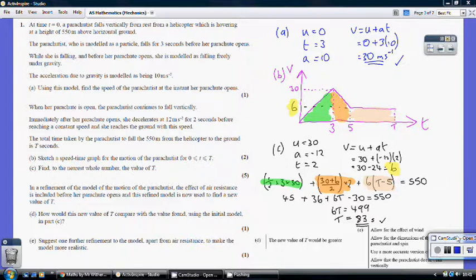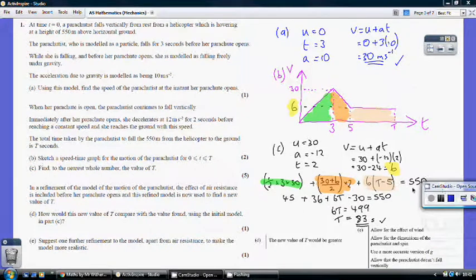And then part E suggests one further refinement to the model apart from air resistance to make the model more realistic. So I've just copied and pasted this straight out of the mark scheme. So you could allow for the effect of wind, or allow for the dimensions of the parachute and spin, use the more accurate value of g, or allow that the parachute doesn't fall exactly vertically. Any of those would do.